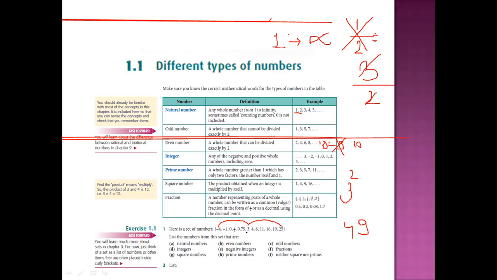And fractions. And the last one, I: neither square nor prime. What does it mean? Not square and not prime. Square numbers are 16, first of all, and 25 also, and 4 is a square number. And what is a prime number? It starts with 2 and 3, exactly, and 11 and 19. And the others are the answer for I.